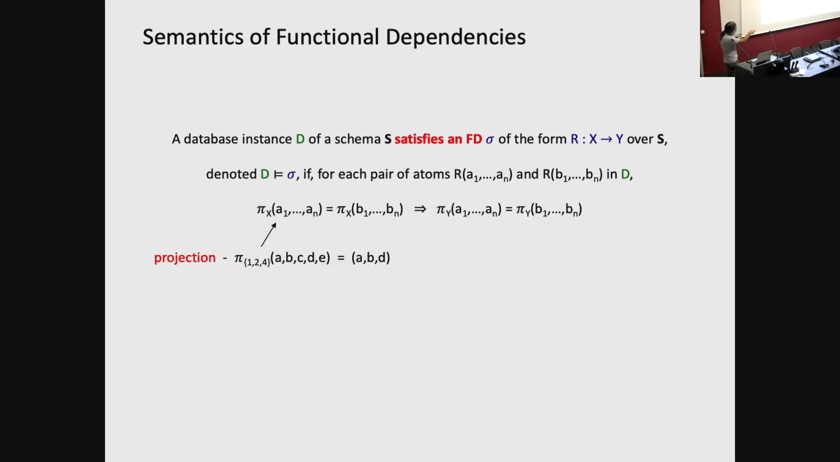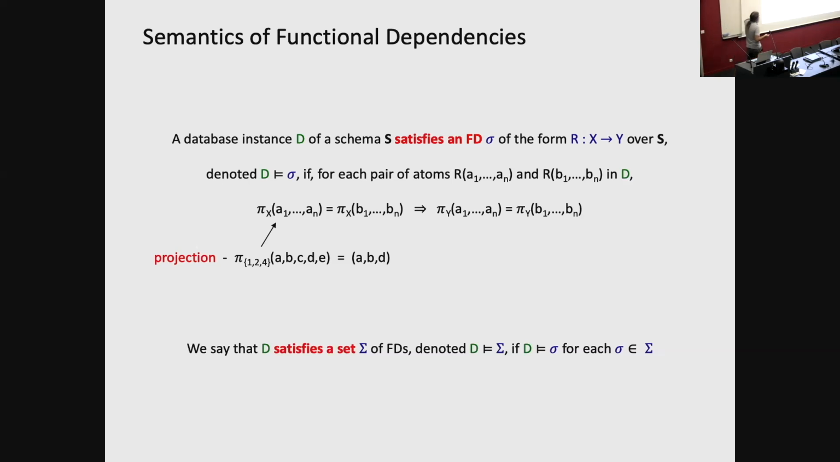I guess the projection notation is pretty clear. If I give you this table and I say project over the first, second, and the fourth attribute, what I'm going to get is the table A, B, and D. This is what I mean by projection. And again, if the projections of the tables A1 up to AN and B1 up to BN coincide when we project over X, then the same should hold if we project over Y. And that's it. It's as simple as that.